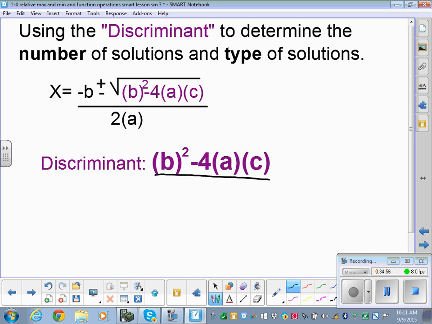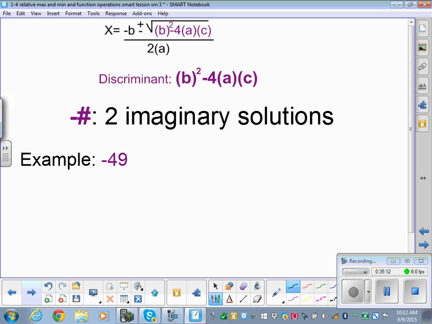You can look at just the discriminant and determine exactly how many solutions there are and whether they're going to be imaginary or real, or if there's just going to be one real solution. So you're going to use the discriminant to do that. I still have that written up here, by the way.